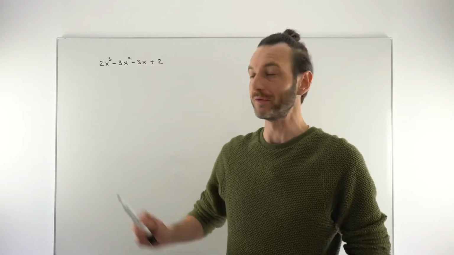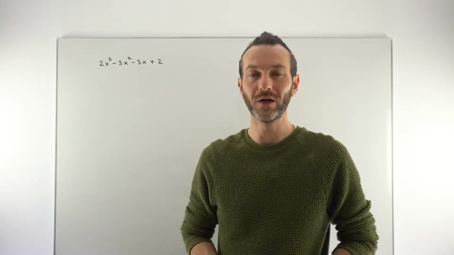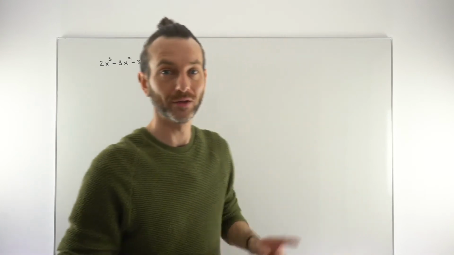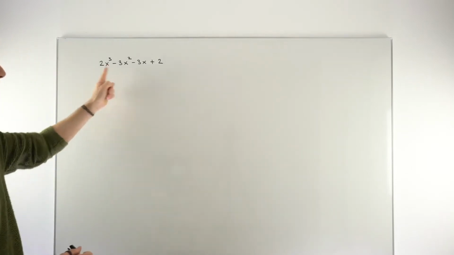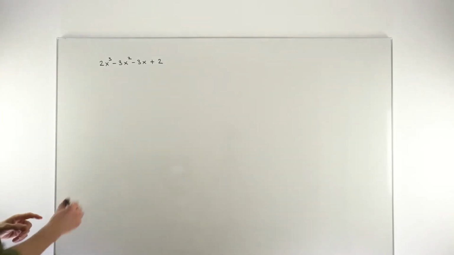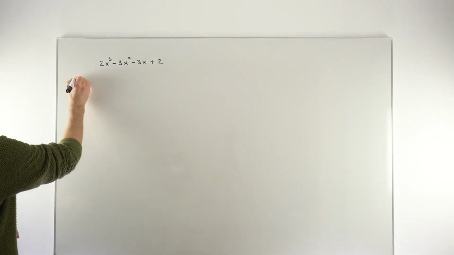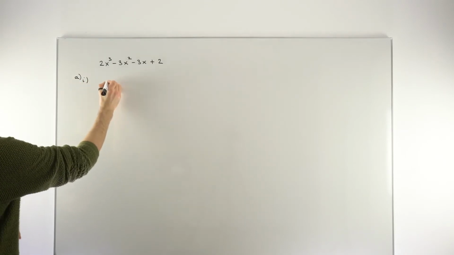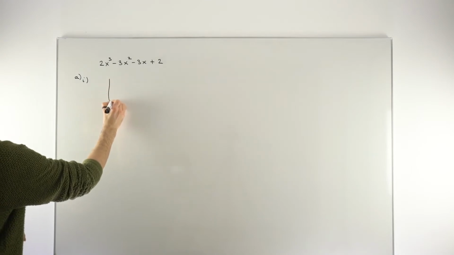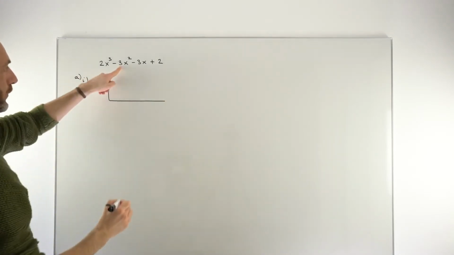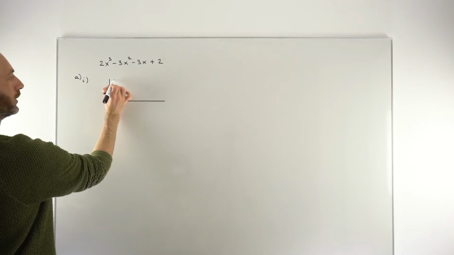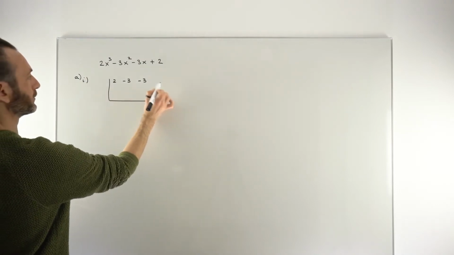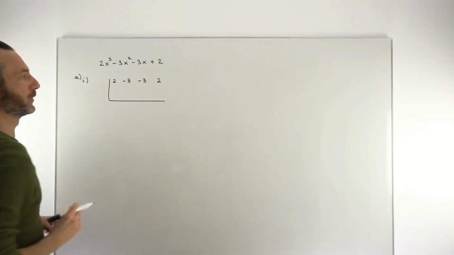In this question, we're given this polynomial expression and we're asked to show that x minus 2 is a factor. In other words, to show that x minus 2 divides algebraically into this expression. So we're going to do this by synthetic division. So this is the first part of the question, part A, part 1. So just setting up our synthetic division table by picking up the coefficients of each of these terms. So 2 and then minus 3. Be careful not to miss the negatives in these questions, which will influence the outcome.